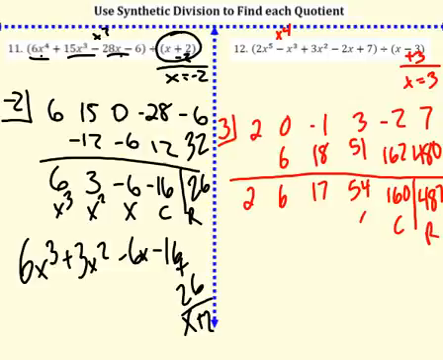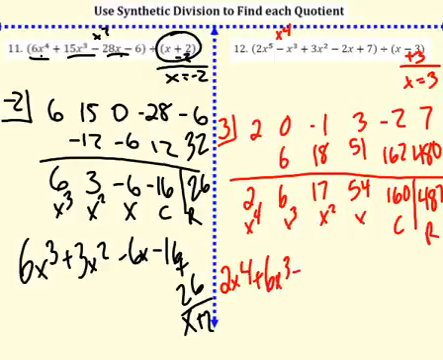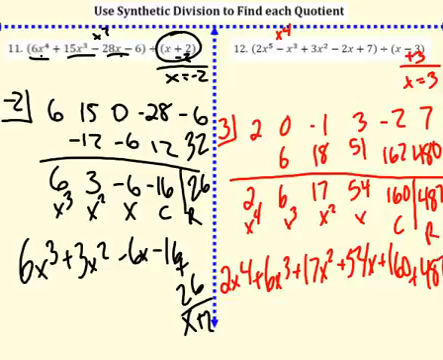So this is going to be constant x, x squared, x cubed, x to the 4th. Best answer here is 2x to the 4th plus 6x cubed plus 17x squared plus 54x plus 160 plus your remainder of 487 divided by x minus 3. Which is a bunch of work. It's kind of long, but if you can do that, you're off to a good start.